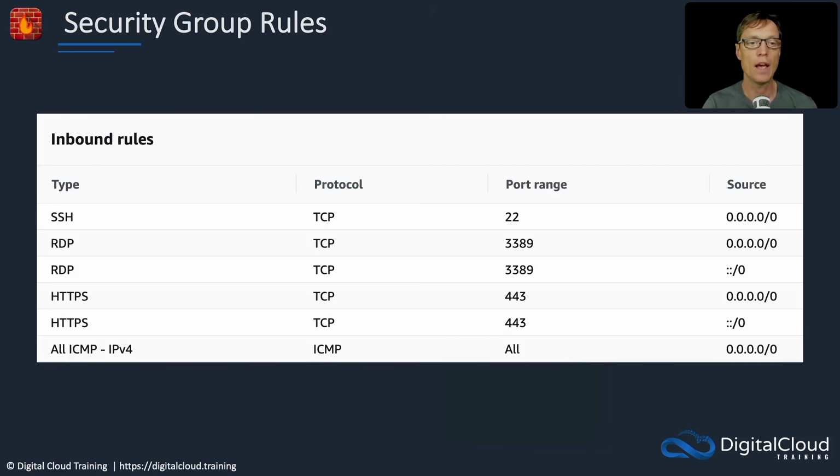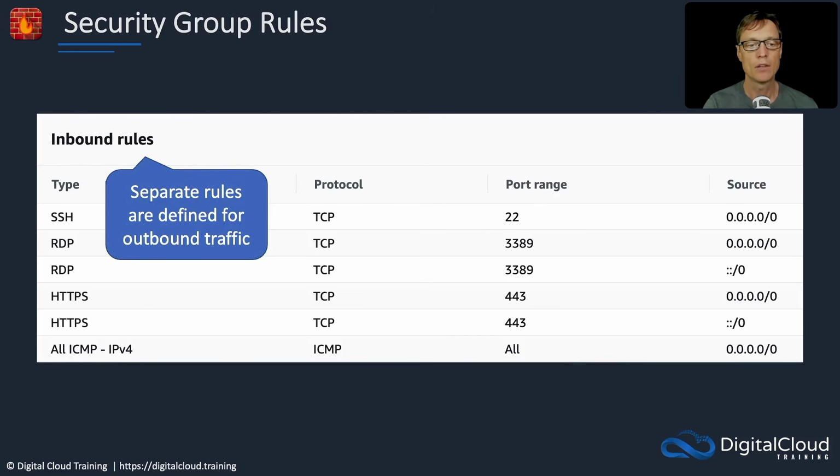Now let's have a look at a security group. This is what a security group rule set looks like. So here we have separate rules defined for inbound and outbound traffic. What we're looking at here is the inbound traffic. Now again, because it's stateful, we don't have to have a rule for the return traffic, but we still might need an outbound rule for traffic going out from our instances. So when our instances that are attached to the security group are initiating connections outbound.